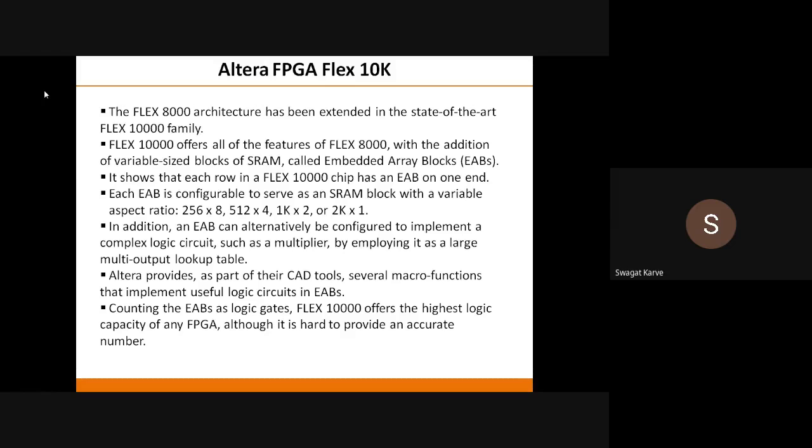Okay, this Flex 10K series, if you configure each embedded array block as one logic gate, then the count will be uncountable, right? That means it offers the highest logic capacity of any FPGA available in the market. So this 10K is a higher end FPGA, whatever is available in the market. So these are some prominent features of this Altera Flex 10K FPGA.